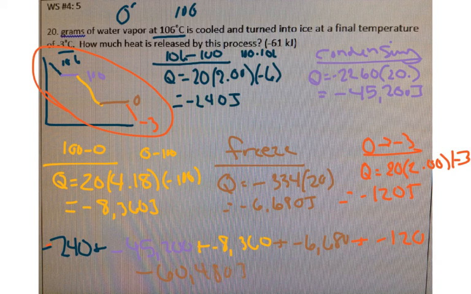When you look at your sig figs, there are 2 sig figs from the 20 and one from the negative 3. So this answer should be limited by the 1 sig fig from the negative 3. We're going to round to negative 60,000 joules, which, if you just move it over 3 to make it kilojoules, would be negative 60 kilojoules.